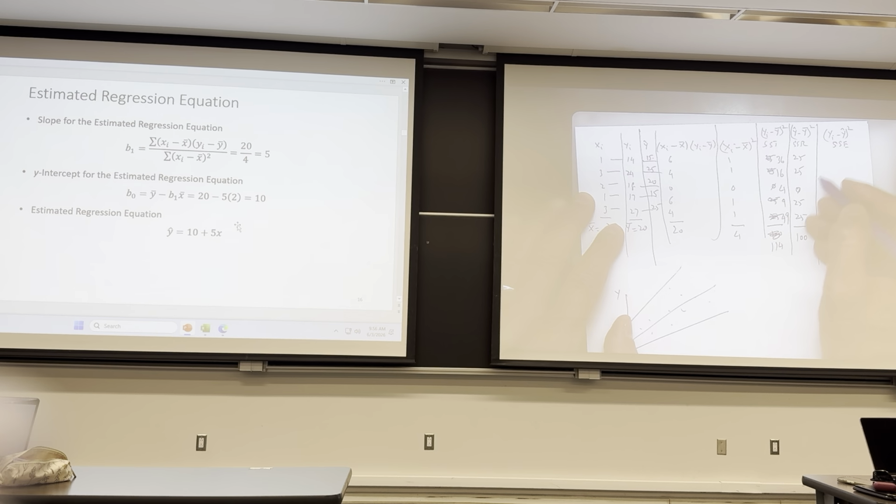14 minus 15 square it, so that is 1. 24 minus 25 square it is 1. 18 minus 20 square it is 4. 17 minus 15 square it is 4. 27 minus 25 square it is 4. And over here you have 40.